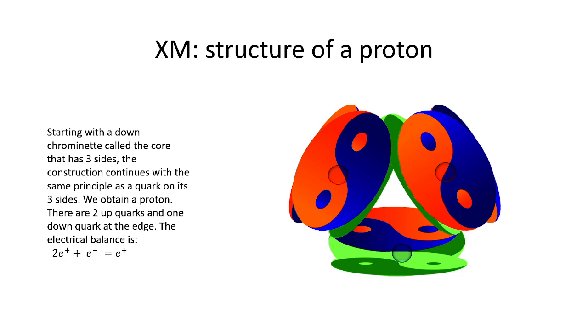XM, structure of a proton. Starting with a down chrominate called the core that has three sides, the construction continues with the same principle as a quark on its three sides. We obtain a proton. There are two up quarks and one down quark at the edge. The electrical balance is 2E+ plus E- equal to E+.